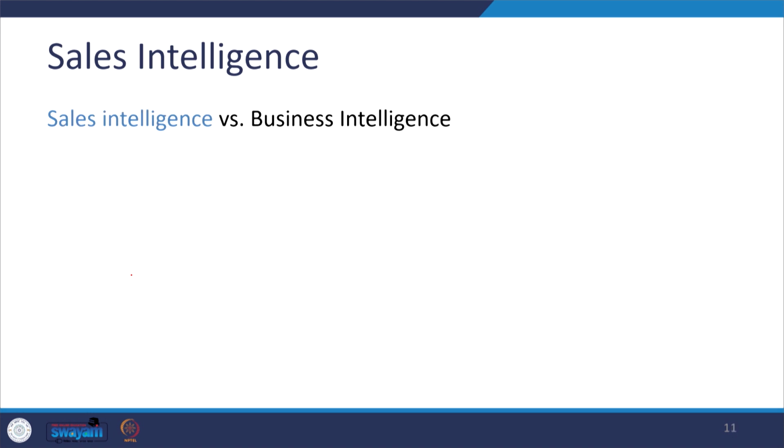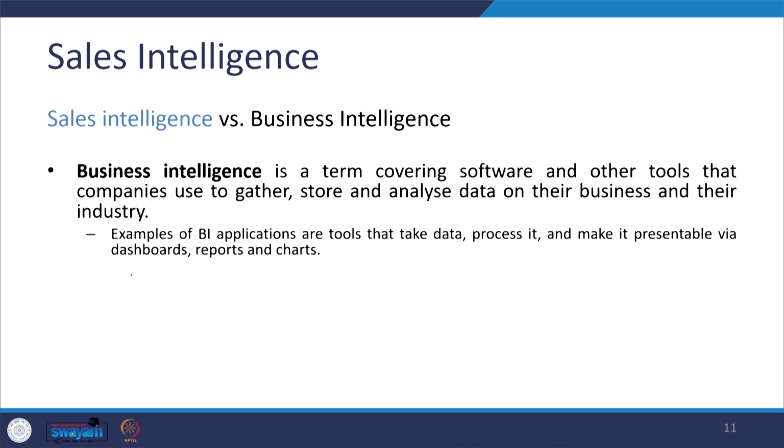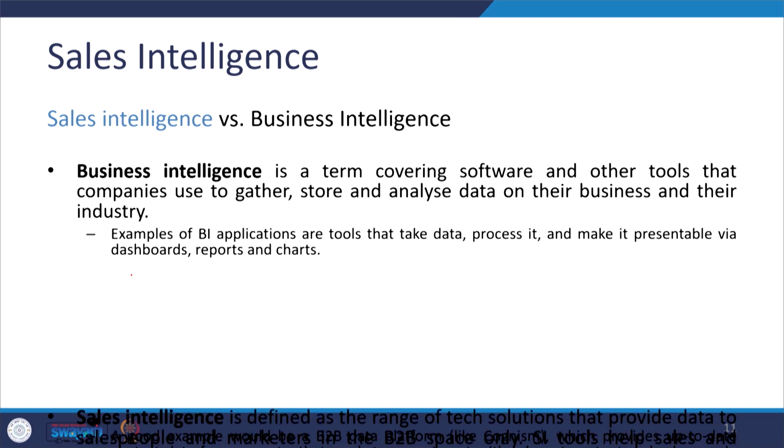So, sales intelligence is again different from business intelligence. Business intelligence is a term covering software and other tools that companies use to gather, store, and even analyze data on their business and their industry as well. For example, BI applications are tools that take data, process it, and make it presentable through multiple dashboards, reports, and even charts as well.